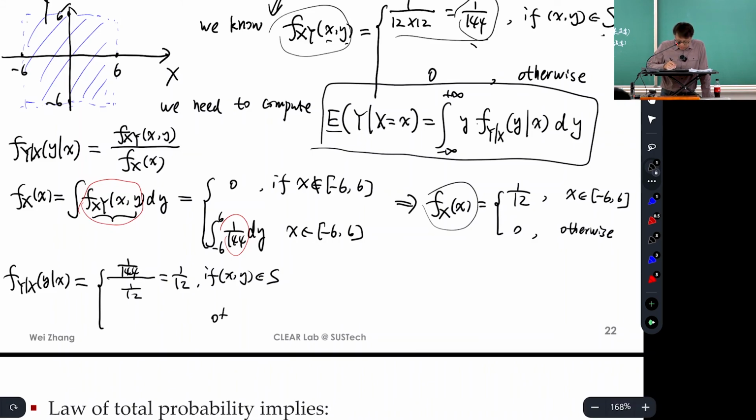Otherwise, if it's outside the square, it is 0. It won't have any probability. It's not possible.